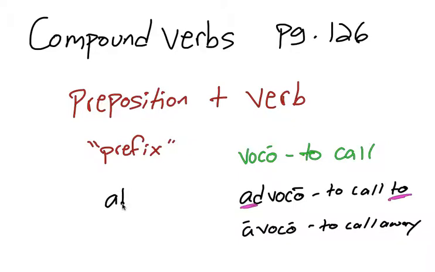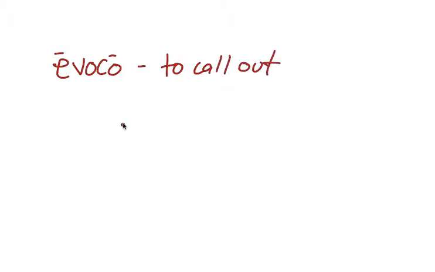Notice that we dropped the B. Okay, so ab plus voco gives us avoco. And that happens sometimes in compounds. You drop out the second letter of a preposition. That's very common. Okay, another example of this. Evoco. Okay, so this means to call out. Okay, and evoco is a combination of ex plus voco. And again, so we're dropping out the x in the preposition.